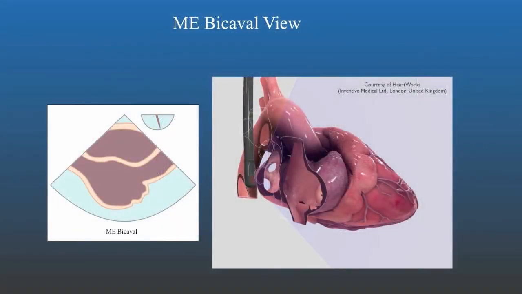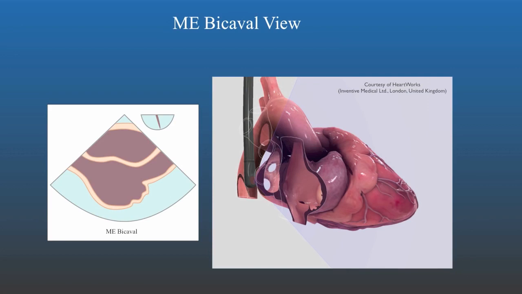The mid-esophageal bicaval view is seen at a 120-degree omniplane angle in the mid-esophagus. It is in the mid-esophagus at a 30 to 40 centimeter depth. It requires clockwise rotation of the probe from a 4-chamber or aortic valve long axis view. In this view, you see the superior vena cava to the right and the inferior vena cava, and often the coronary sinus, to the left.